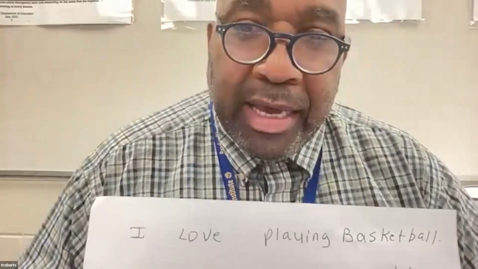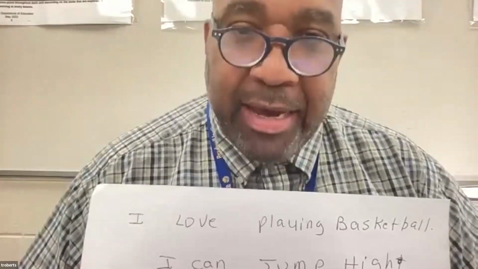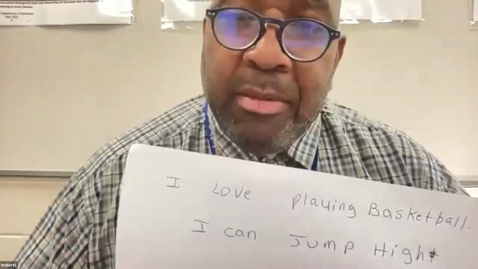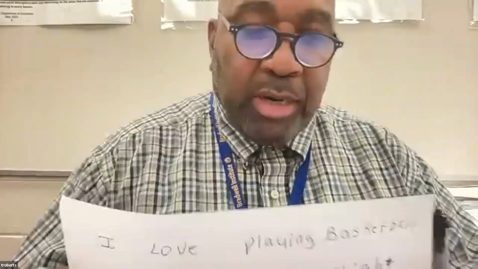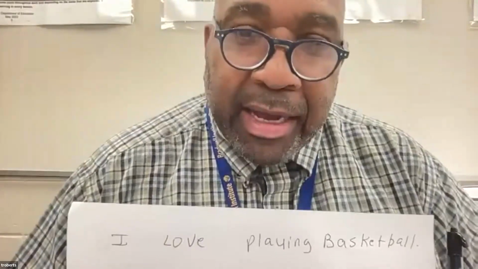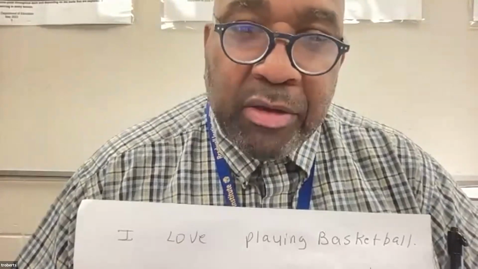Okay, so here's the first sentence. I love basketball and I can jump high. So just think about that for a minute, how we can put those two sentences together. I love basketball. I can jump high. Can you put those together for me? How will we use a conjunction to put those together?